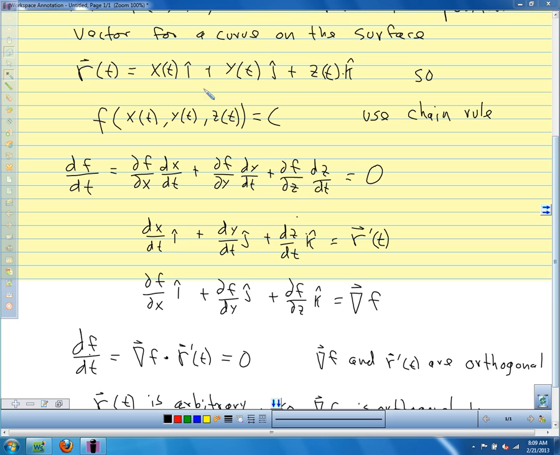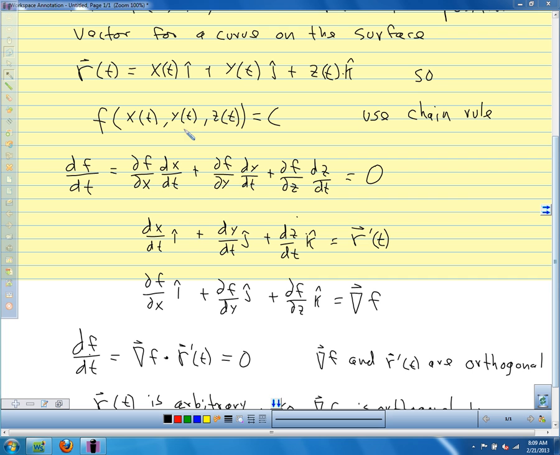In that particular problem, we were in the plane, so del f and r prime were in the same direction. In this one, we picked an arbitrary curve on the surface, and we found that del f is orthogonal to the tangent vector to any arbitrary curve on the surface. So what does that tell us about del f? If it's orthogonal to any tangent vector on the surface, it has to be orthogonal to the surface.